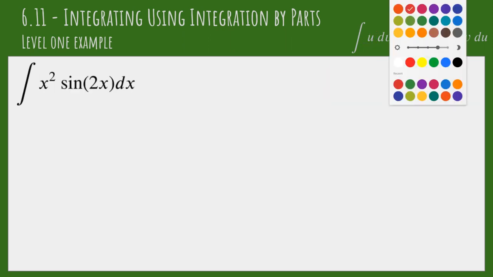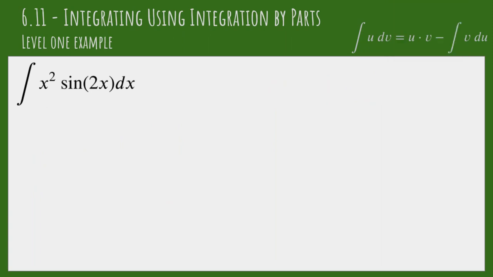In this example, I'm going to go through this one two different ways. The first way, I'm going to use integration by parts, just like normal.